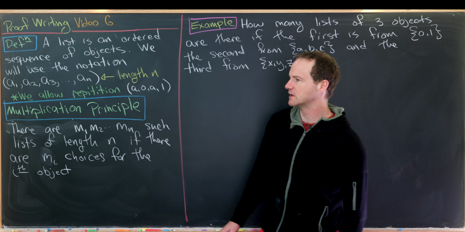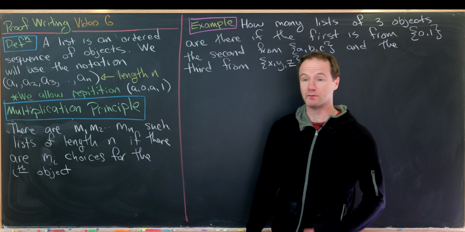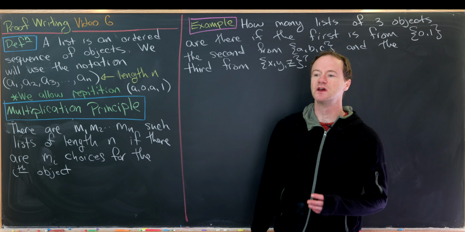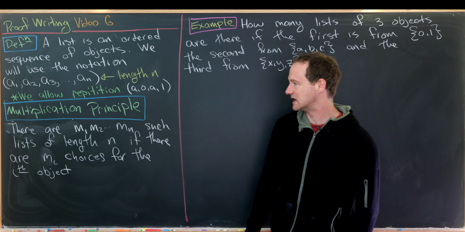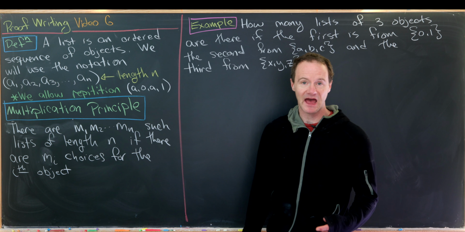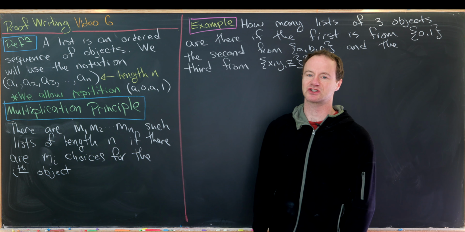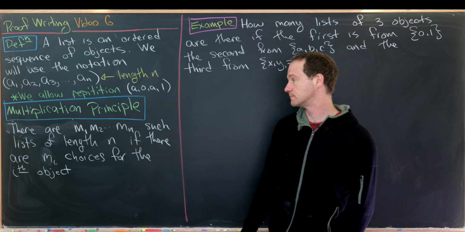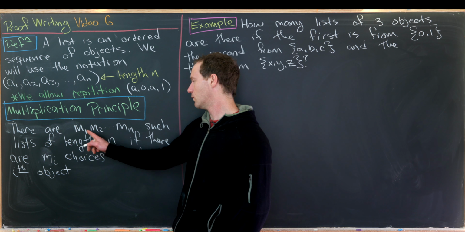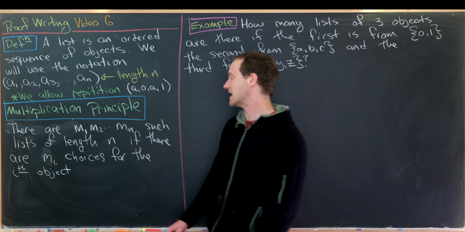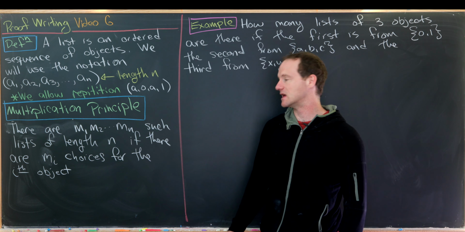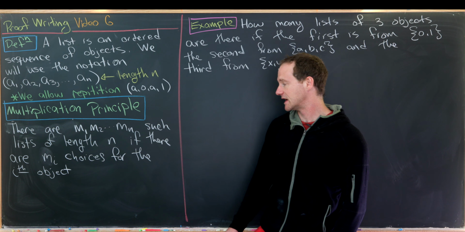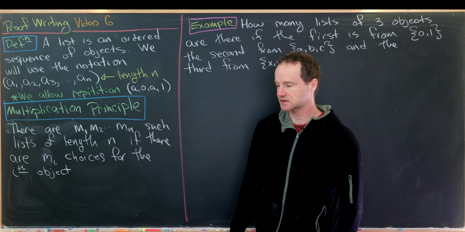Now I'm going to recall something called the multiplicative principle, or the multiplication principle. I say recall not because we've done it in this course, but because you've likely seen it in the past. That talks about how many such lists there are given the setup of the situation. There are M1 times M2 up to MN, a product of N numbers, such lists of length N if there are Mi choices for the ith object.